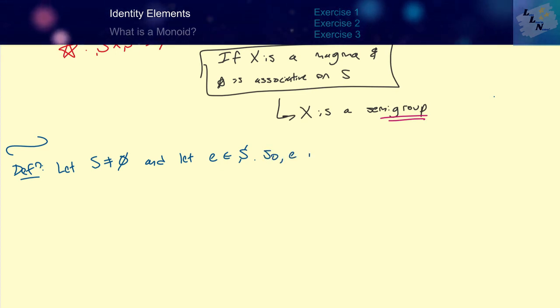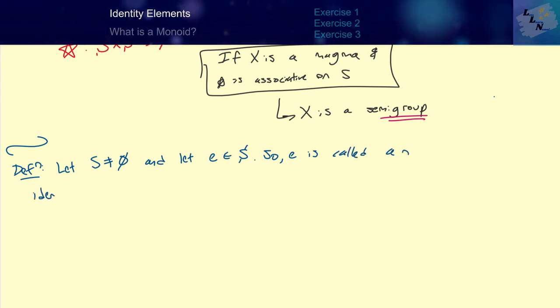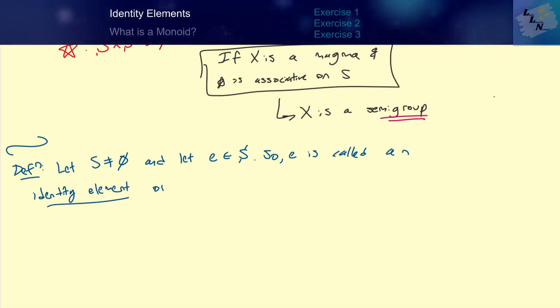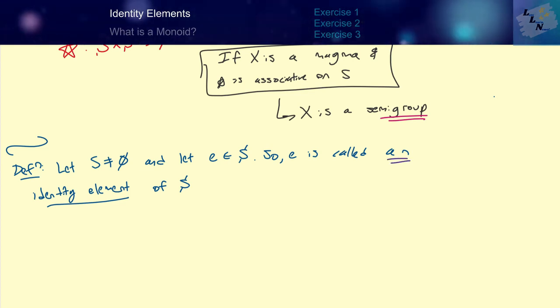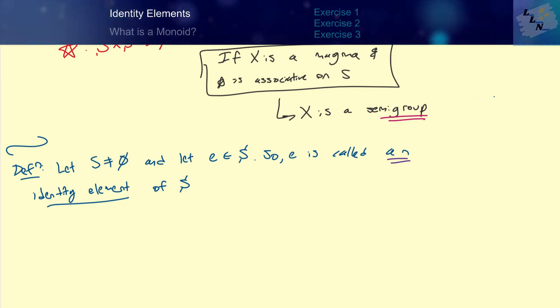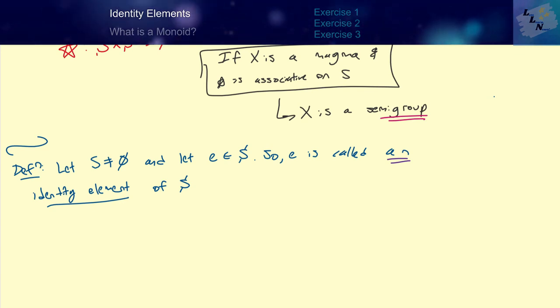So E is called an identity element of S. So notice the word choice that we're using here. We're saying an identity element. We're not calling it the identity element. So we're not going to imply that the identity element is unique in this case. In fact, you can have several identity elements, but we're going to go into that in a deeper discussion in just a moment. So we're not claiming uniqueness quite yet.